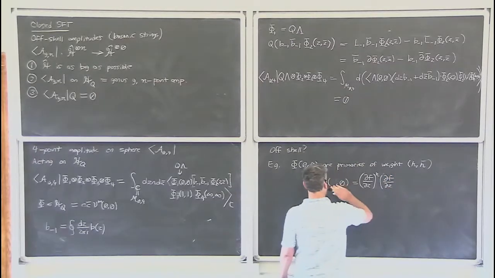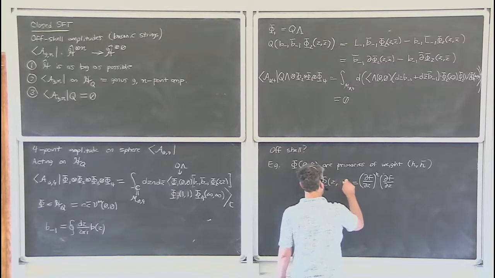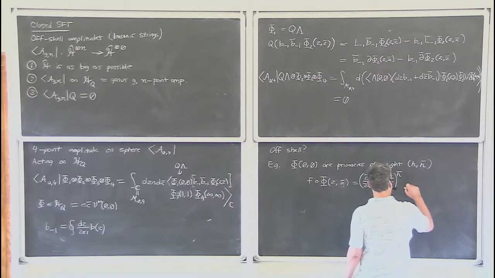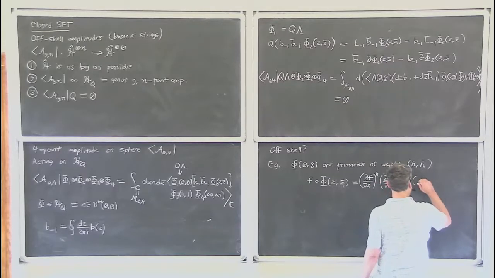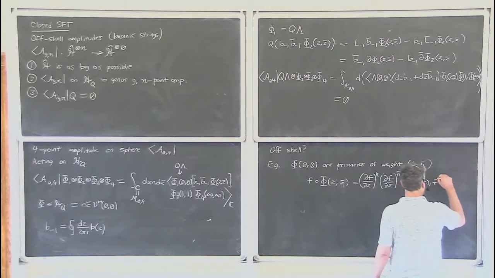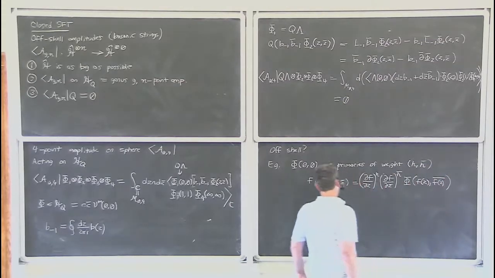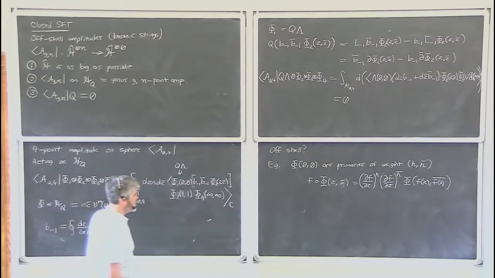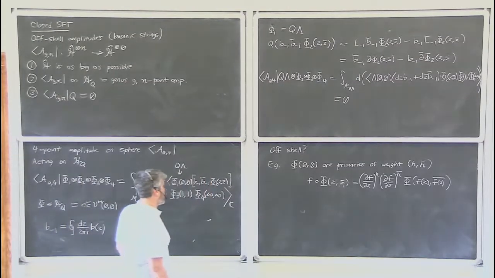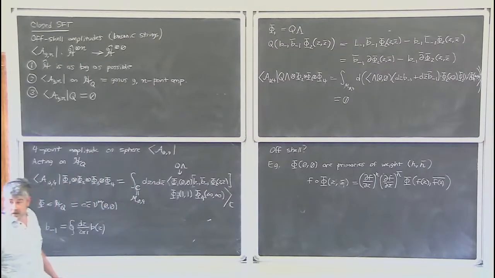Okay, we can actually just keep these positions arbitrary. So this is the transformation property of the primary under conformal transformations. So we can try to think about what happens if we take.